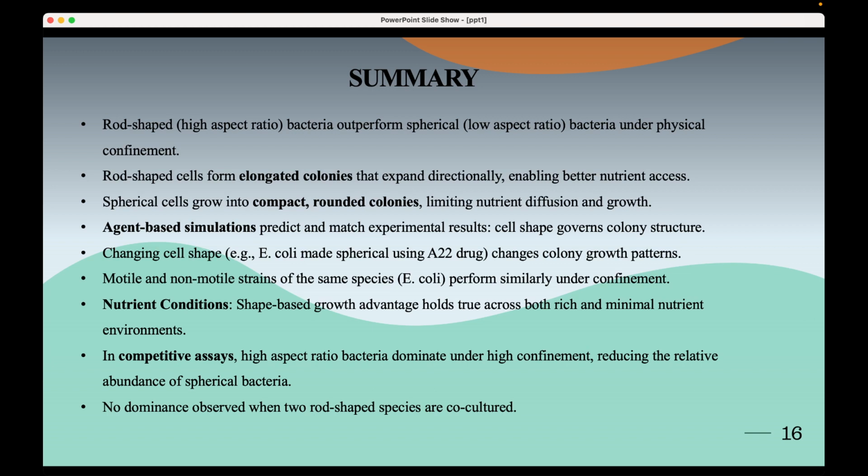And motile and non-motile strains of the same species perform similarly under confinement. These findings are not only relevant for understanding gut microbiomes, but also for developing better probiotics and also microbial therapies.